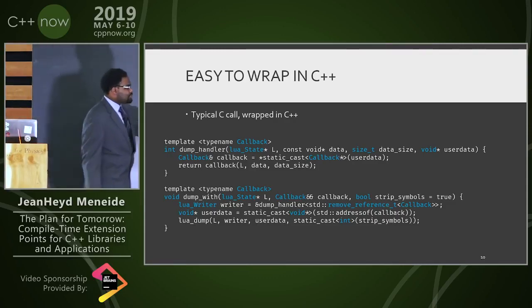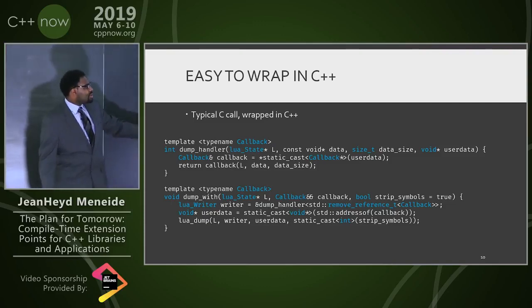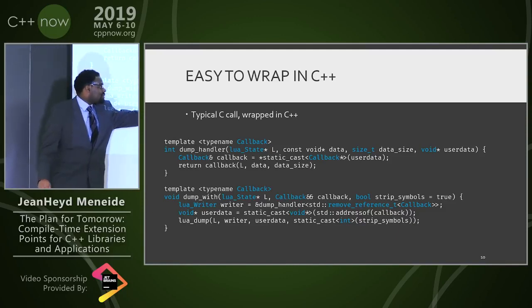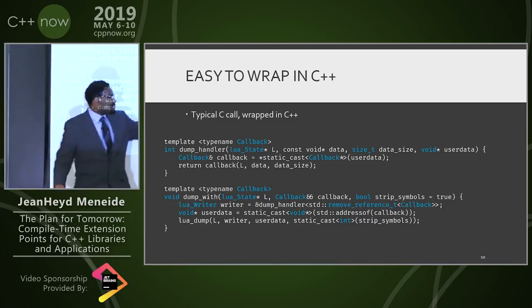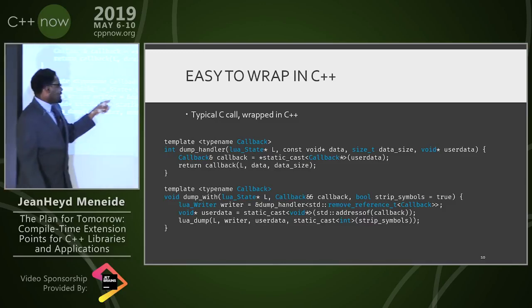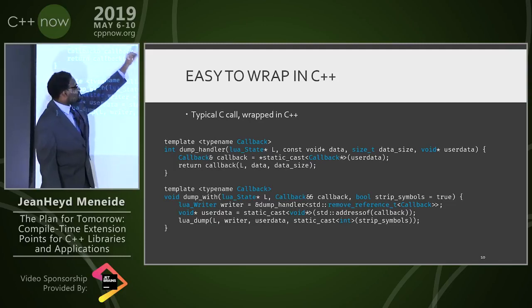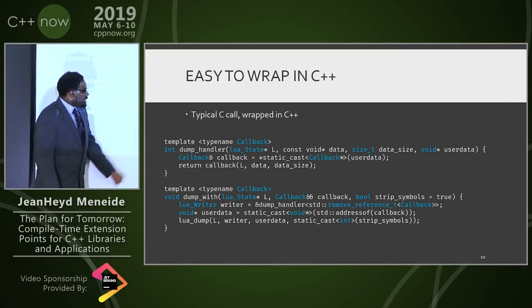The way we wrap that up in C++ is that we get the function pointer that we're going to pass to the raw C API. We make sure that we get a handler that can handle this arbitrary callback that we have. We have to make sure that we remove the reference. Otherwise, this dump handler will be templated on this being a reference, and you can't pass that reference through. You have to pass either the pointer to it.